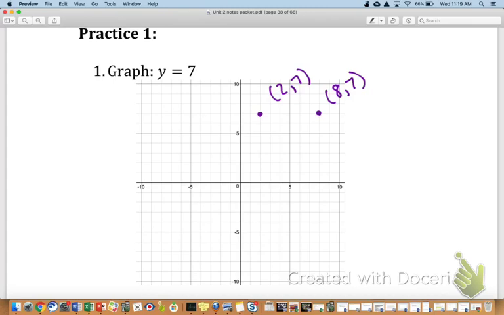Does anybody see any other points that would work for this? What do you see, Bree? Anything on the 7 line? Let's be a little more specific than the 7 line. How would you describe it? 0,7. Say again? 0,7. Okay, 0,7. That's another point that works. That's right there. That's 0,7.